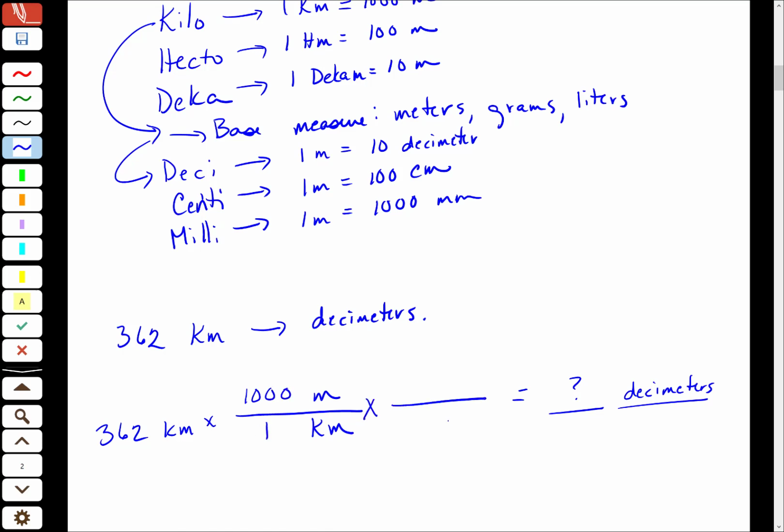And now I'm going to cancel. So that cancels these, right? And now I'm going to cancel meters with meters. Set that up so they cancel. And then I'm going to go to decimeters. There should be 10 decimeters for every meter, right? So I'm going to multiply by 1,000 and then again by 10. So really that's 3, 6, 2, and then 1, 2, 3 zeros, for 3,620,000 decimeters. Is this okay?